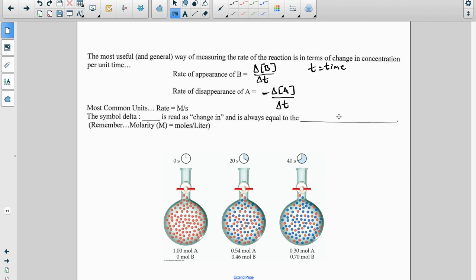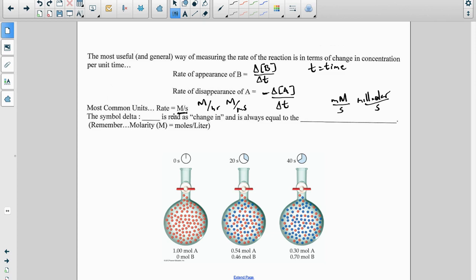So the most common units are molarity per second, because we use concentration. But just be careful, the rate could be given in molarity per hour. We should always look at the units. It could be molarity per millisecond, or perhaps they could use millimolar, so millimolar per second. So always look at the units and see what they've decided to give to you.